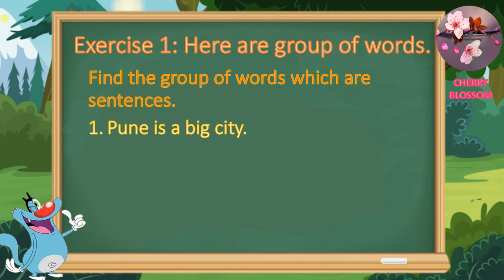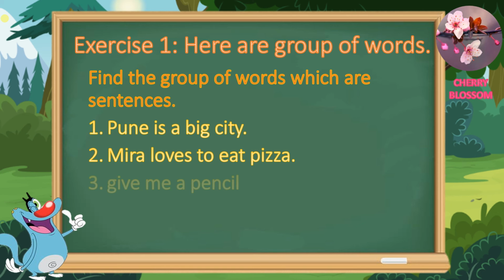Pune is a big city. And thus, the word Pune begins with a capital letter P and ends with a full stop and also makes a complete sense. So it is a sentence. Meera loves to eat pizza. And thus, the word Meera begins with the capital letter M and ends with a full stop and also makes a complete sense. So it is a sentence. Give me a pencil. It makes a complete sense but doesn't begin with capital letter and doesn't end with full stop. So it is not a sentence.